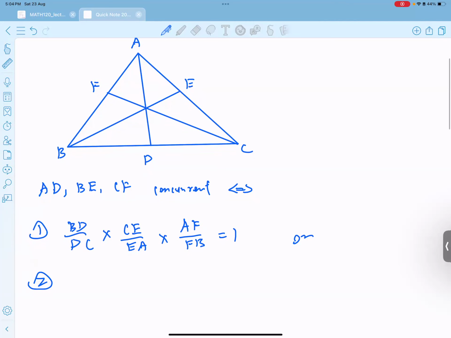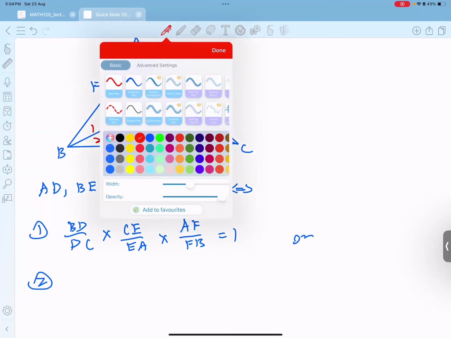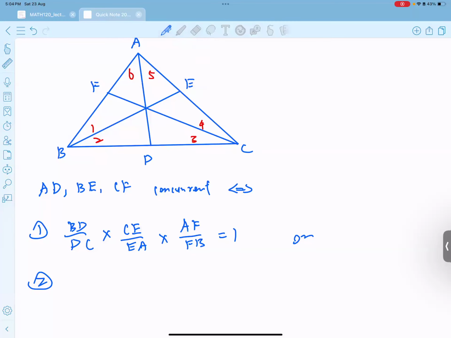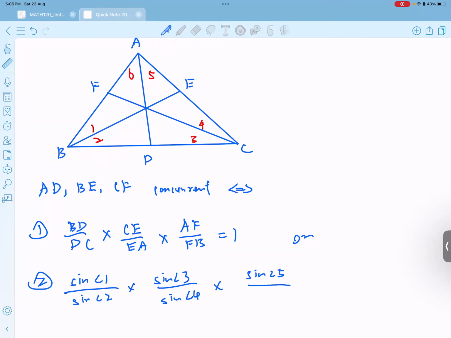Or let's just name these angles. Let's just use 1, 2, 3, 4, 5, 6. So either that or the trig notation would be sine 1 over sine 2 times sine 3 over sine 4, and so on. So that's Ceva's theorem. It's a very fundamental theorem.